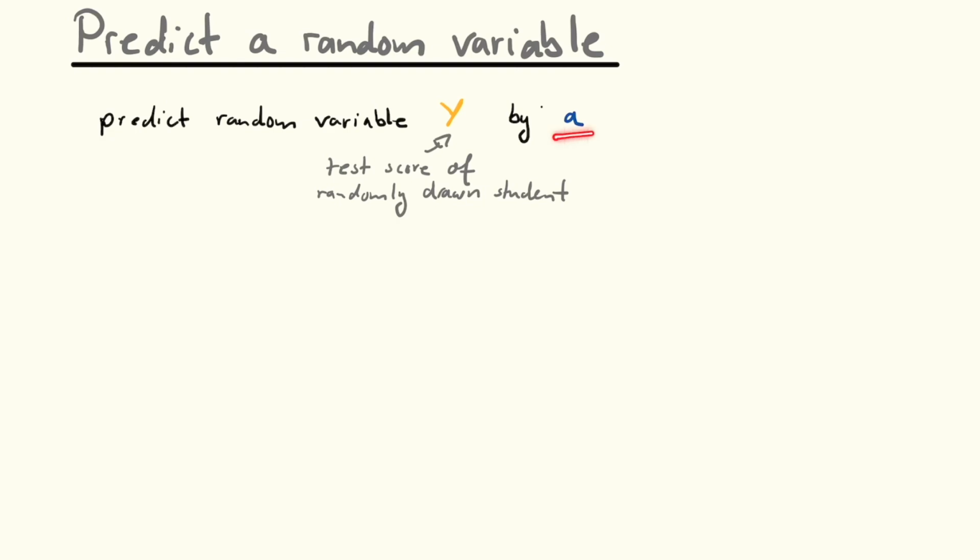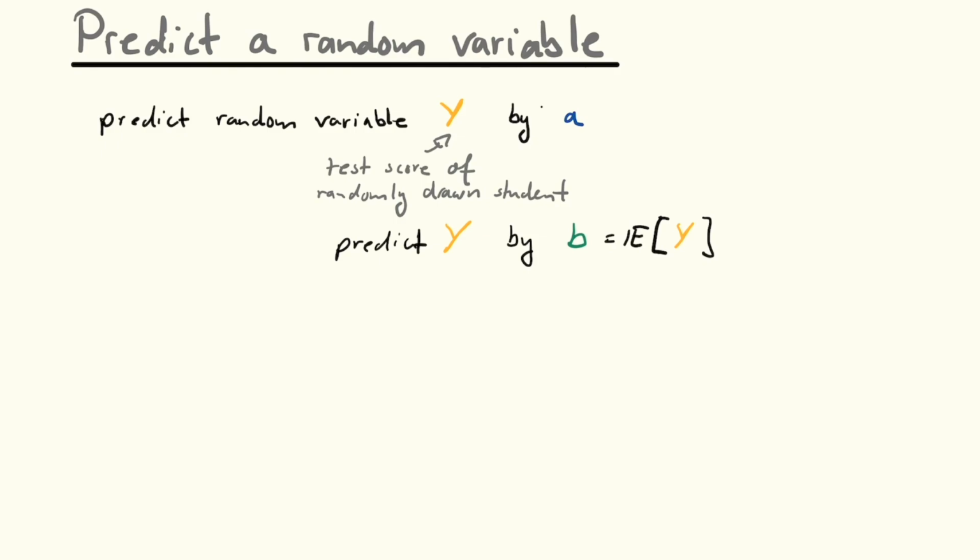Instead of predicting a, we may predict some other number. Let's call it b. And let's choose a special value of b. Let's choose b equal to the expectation of y, or in other words, we set b equal to the population average of y. Now we want to determine which one of these two numbers is the better prediction.